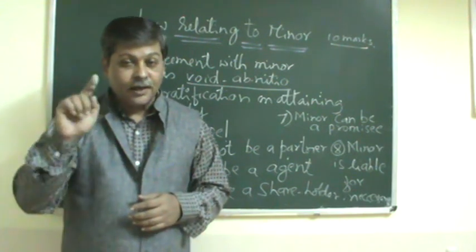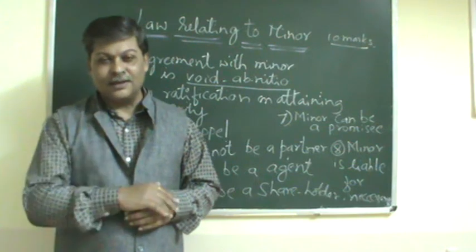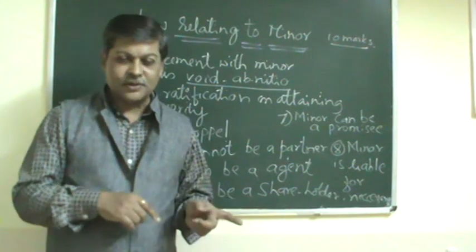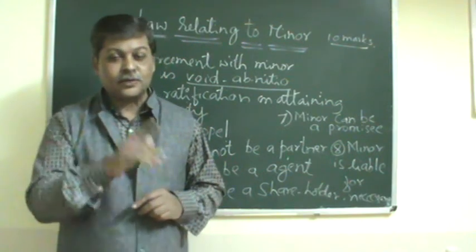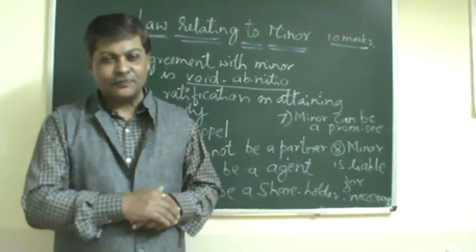Remember, B is a minor. He is a promisee. Who is a promiser? A is a promiser. He has promised. The pronote is executed by him in favor of B, who is a minor. So the minor is a promisee here.